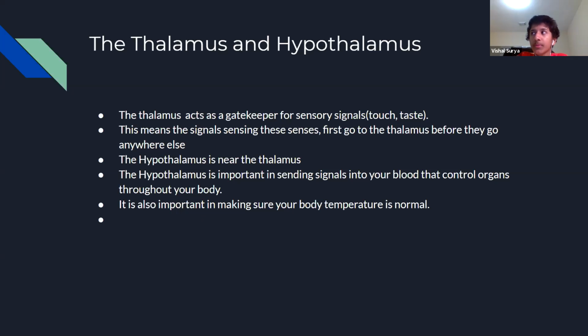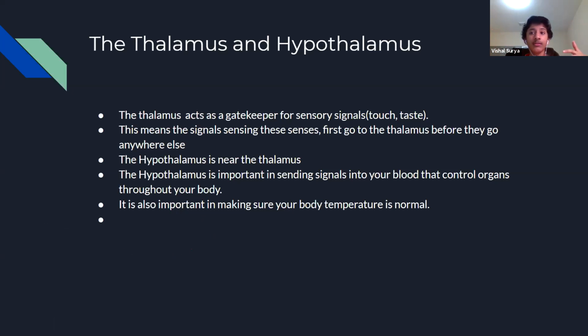So the thalamus acts, let's say, as a gatekeeper for sensory signals. I'm going to use this analogy a lot, but let's say I tap my hand with my finger. This sensory information doesn't just go automatically into the areas of the brain. However, it first goes to the thalamus, and the thalamus selects which information we want to go on to the brain and which we want to just make disappear.